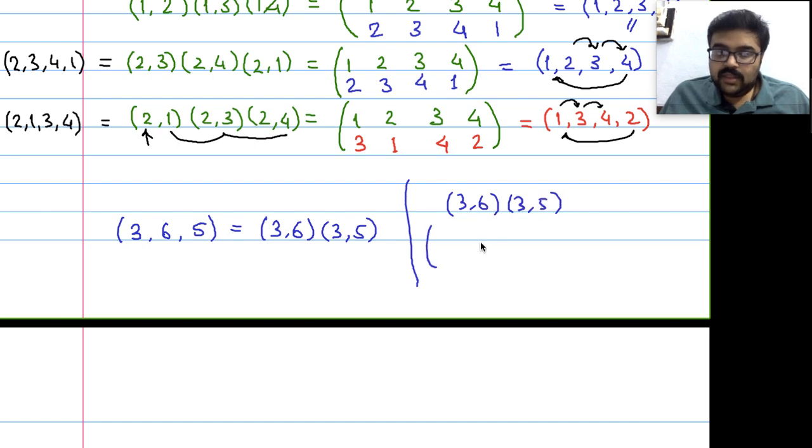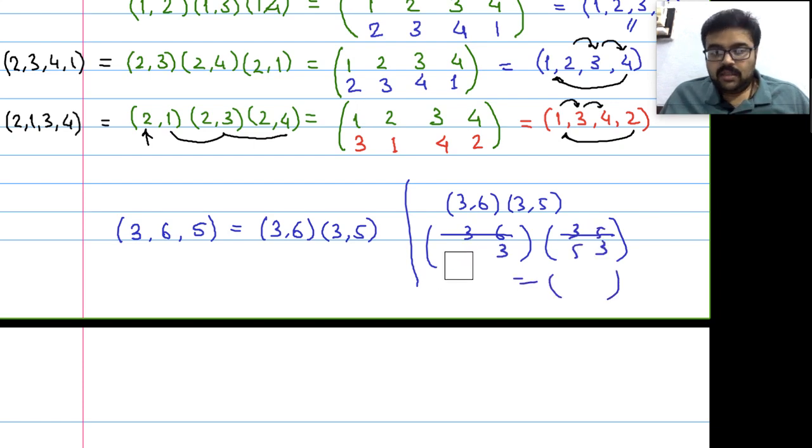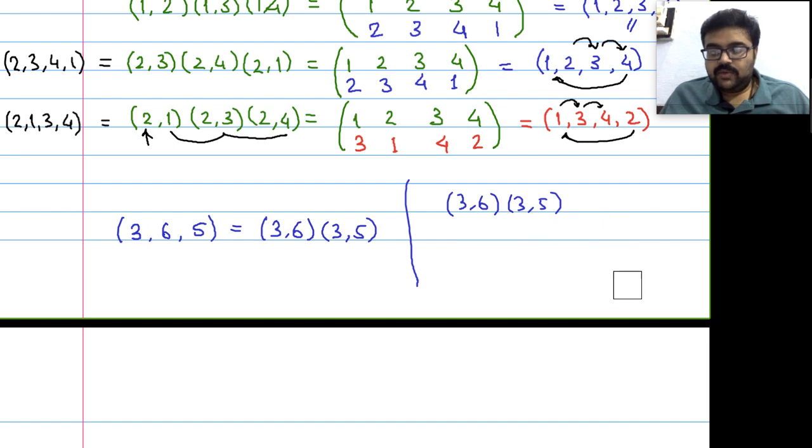So remember, you can write this as a permutation also: 1 2 3 4 5 6 7 on top and 1 2 3 4 5 6 7 below. 3 goes to 6 and 6 goes to 3. 3 goes to 5, 5 goes to 3, and then multiply this. That is a long way, so let us use the shortcut technique, as we have done here. Start from 1. See, 1 is not here, but start from 1. So 1 goes to 1.